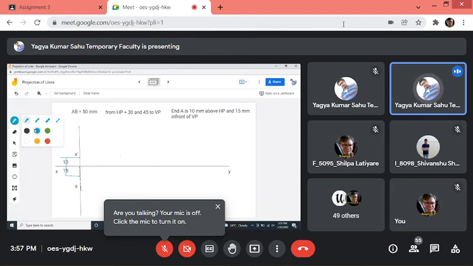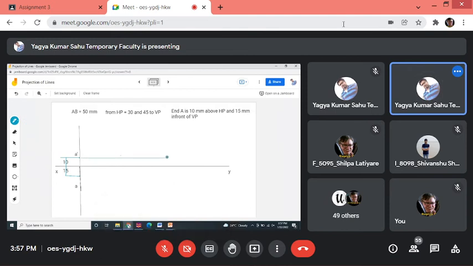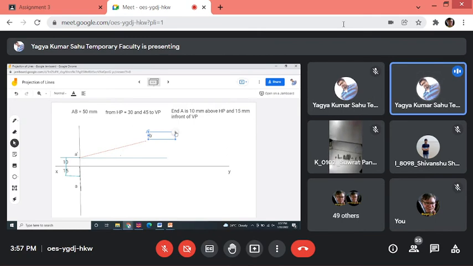So first of all, draw a line inclined at 30 degree and length equals to 50 mm like this, using this red ones. 30 degree and length 50 mm. So what about the name of this particular point? First step, we'll write B1 dash.